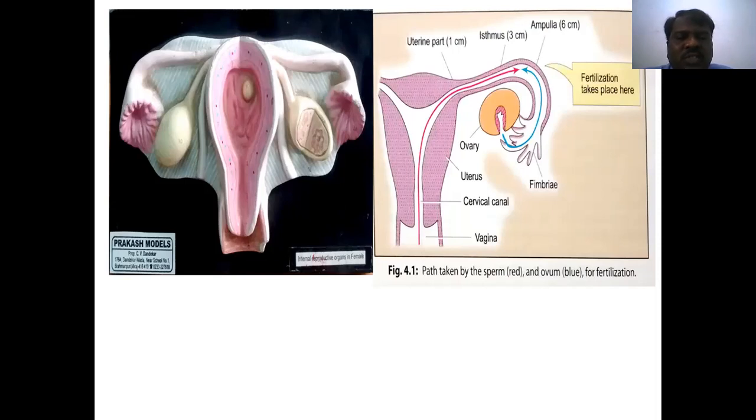Then cell division starts, like two, four, six, eight, sixteen cells. Day by day it goes on, and that is called implantation. Then it goes on to the formation of the placenta. That is the normal site of implantation. Sometimes it may reach the cervix region. It is called placenta previa.